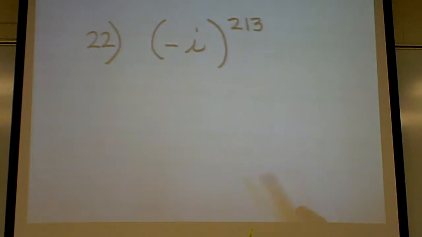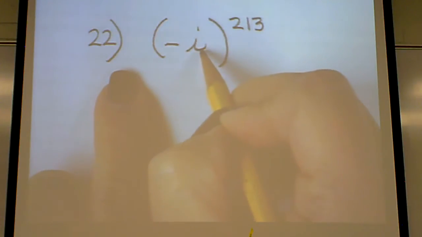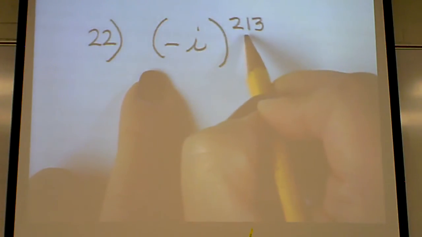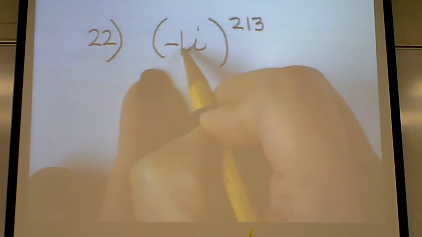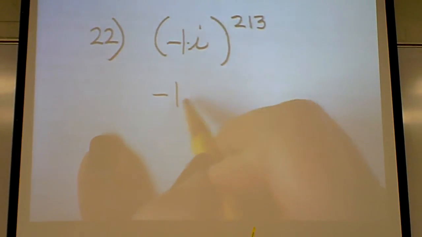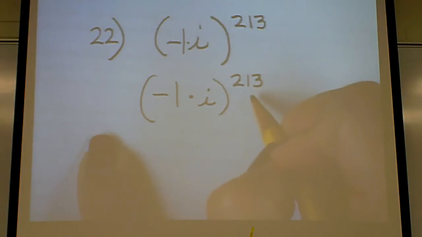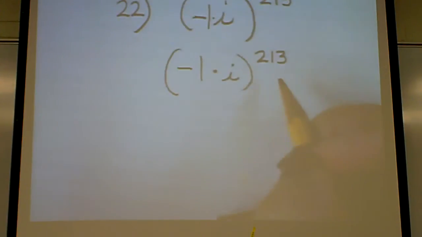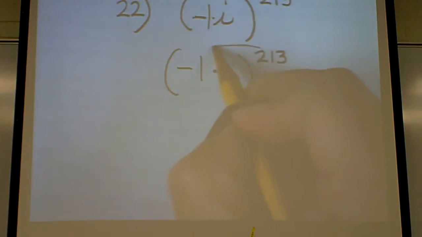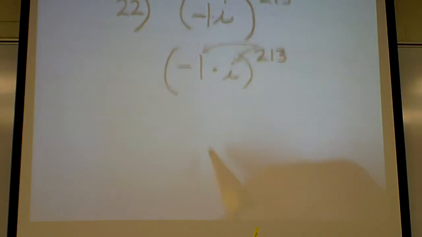Correct? That's 213, right? Okay. So what this is saying is you've got a negative i, all of this to the 213. You know there's a 1 right here, right? So this is really negative 1 times i to the 213th power. So what you're doing is you're raising both of these to the 213th power.